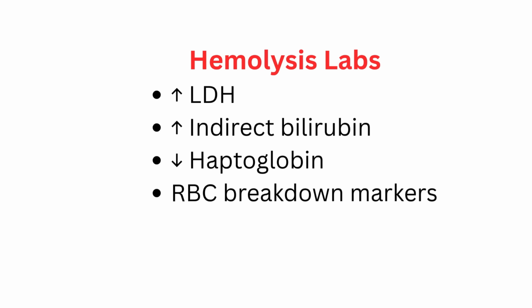So, hemolysis labs show: 1. Increased LDH. 2. Increased indirect bilirubin. 3. Decreased haptoglobin. 4. RBC breakdown markers.